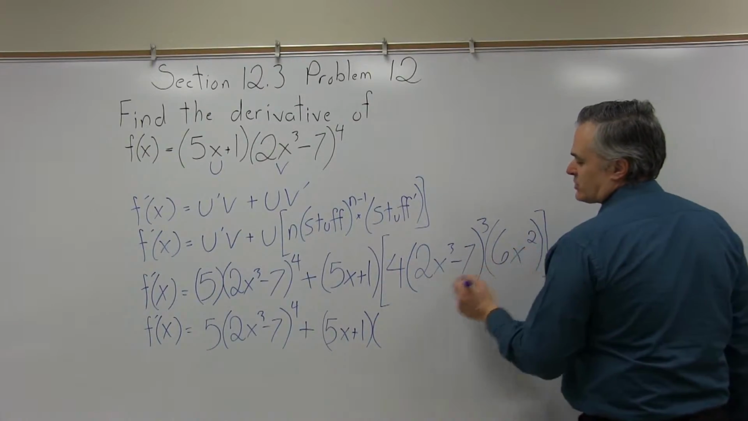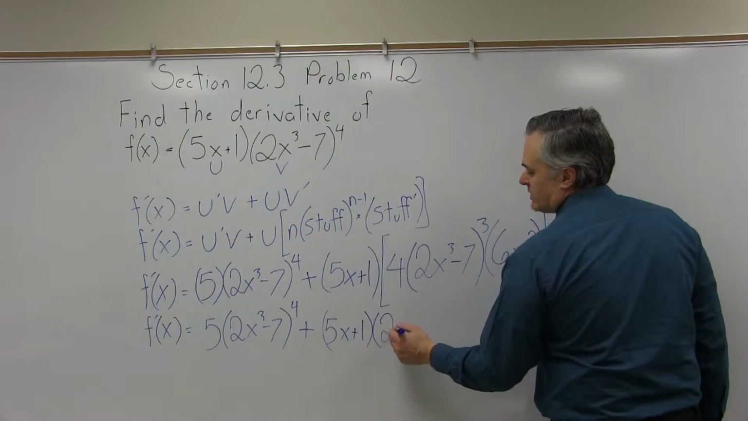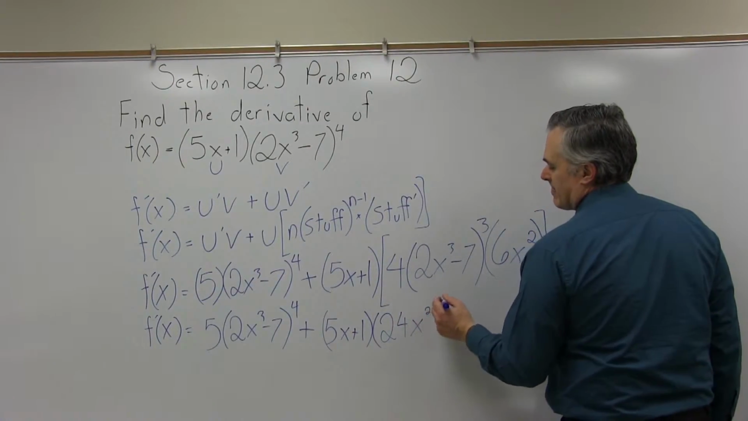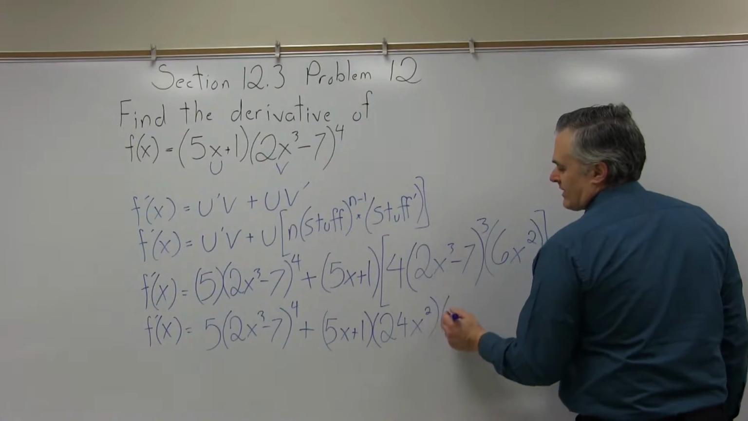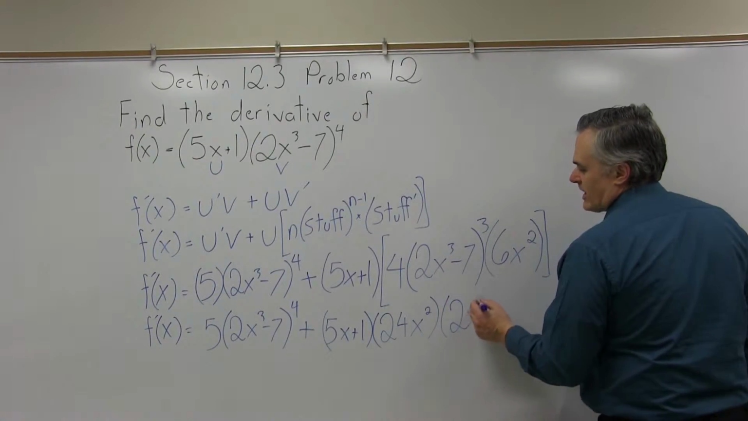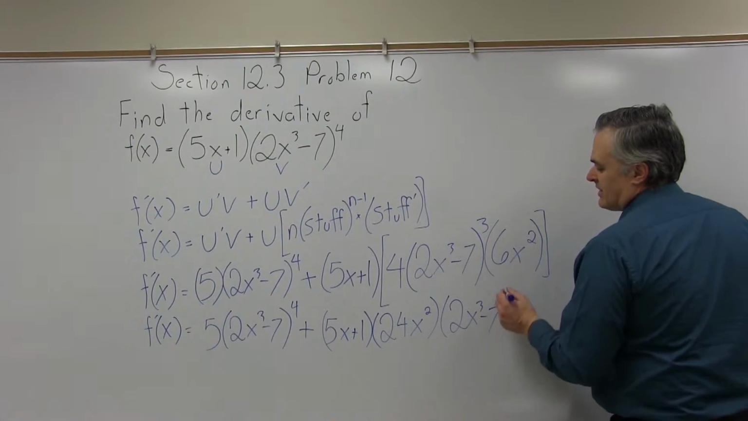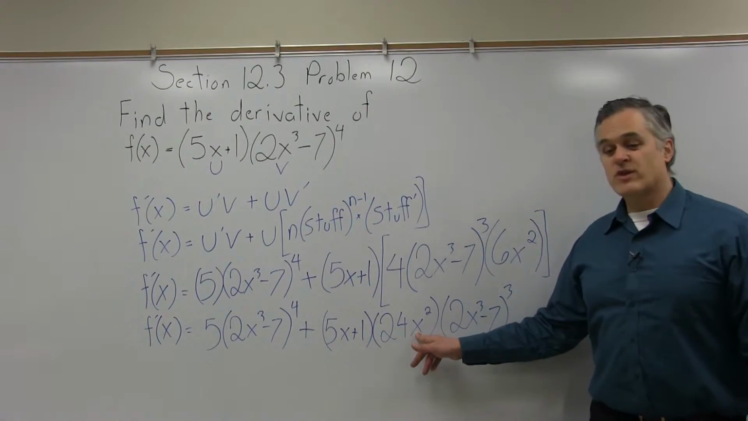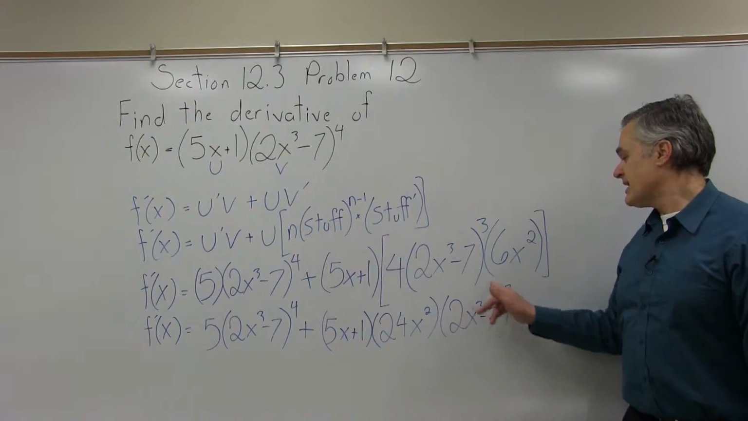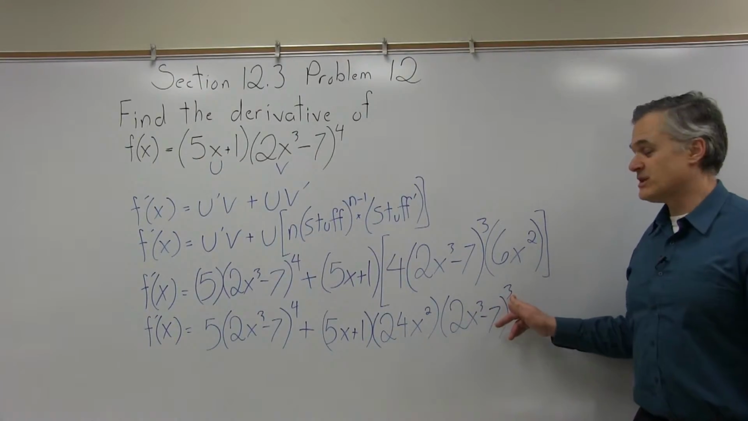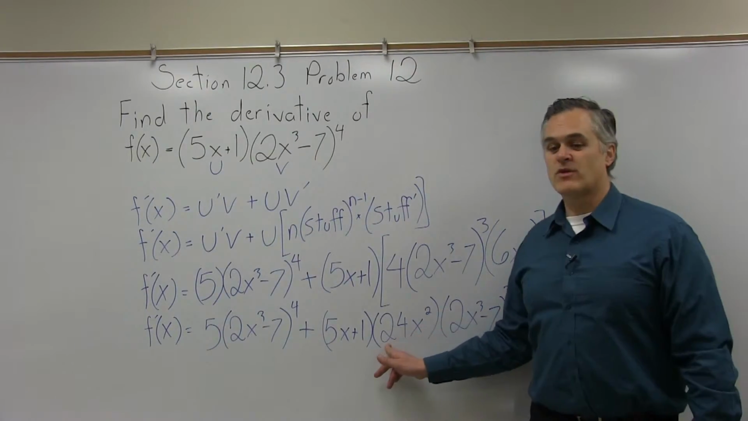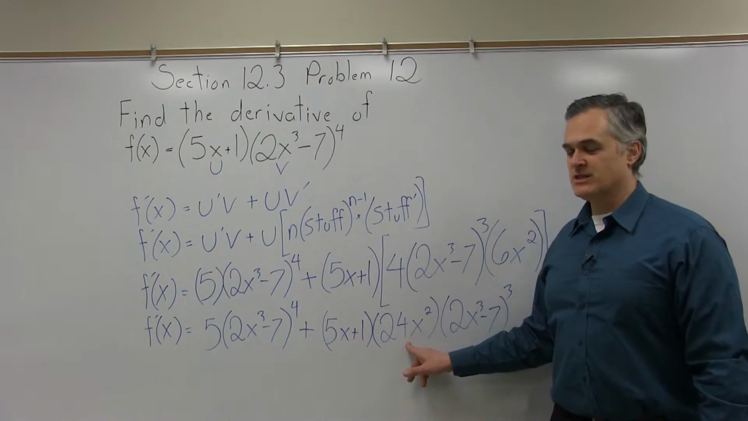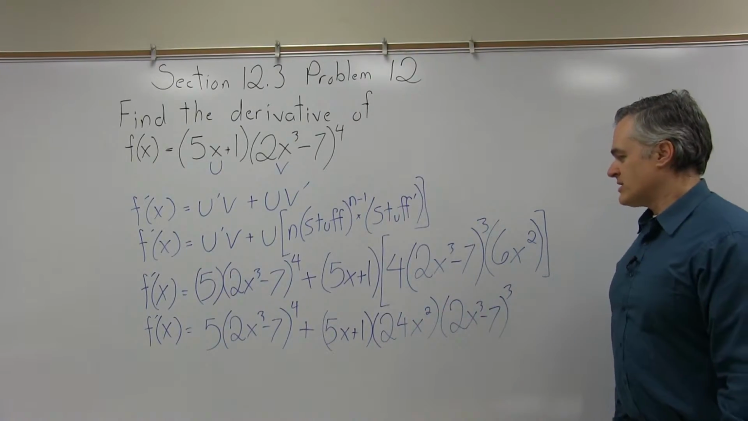4 times 6x squared is 24x squared. And then I still have the 2x cubed minus 7 in parentheses to the third power. Notice my 24x squared in front of those parentheses cannot be multiplied inside the parentheses because the parentheses are raised to the third power. The 24x squared is not. Again, exponents must be done before multiplication. That's just the order of operations.